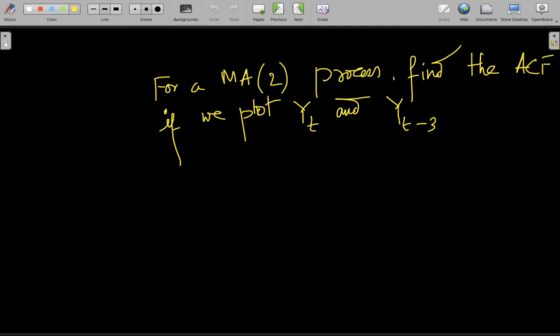Hello and welcome back to the lecture of time series econometrics. In this lecture, we are going to solve some problems from AR and MA models. So our first problem is as follows.